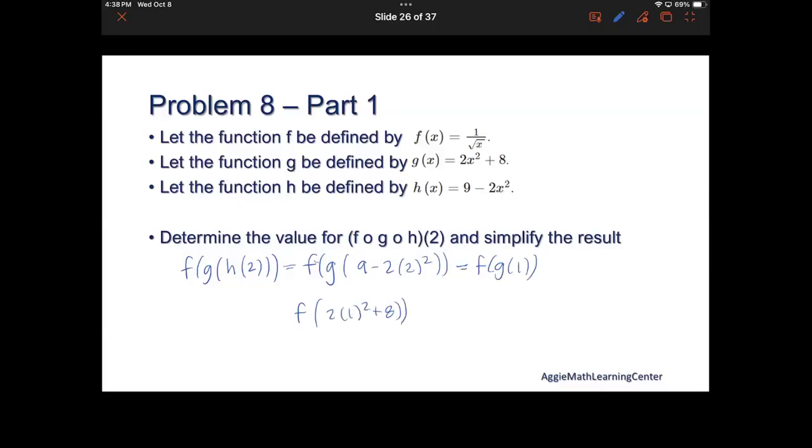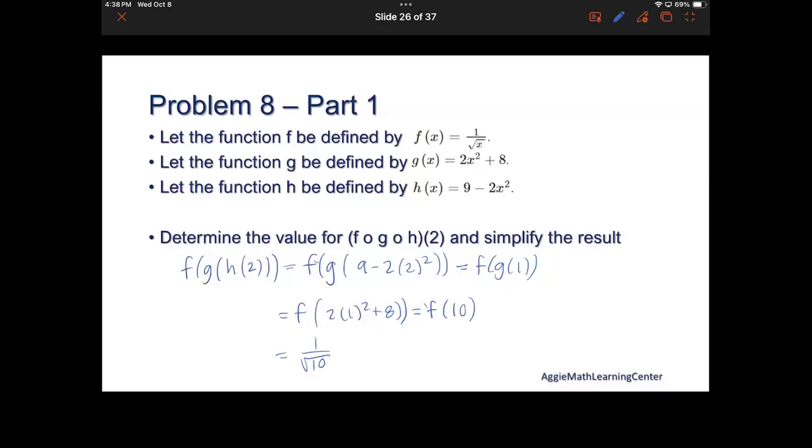And you could do these as separate problems, but I think this organizing of my work is a good way to not get confused. So 1 squared is 1, times 2 is 2, plus 8 is 10. Sorry, that's equal. So f of 10 is what I want. Now I'm going to plug it in. So 1 over square root of 10. Oh, beautiful. Okay, now we're done.